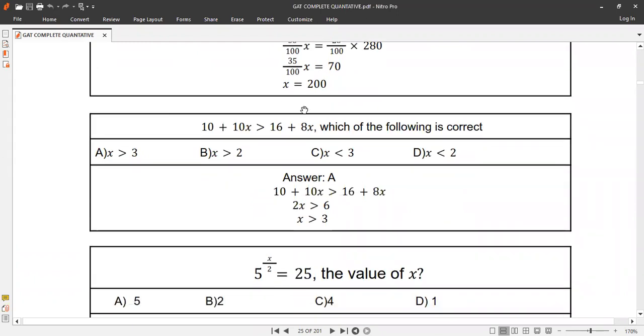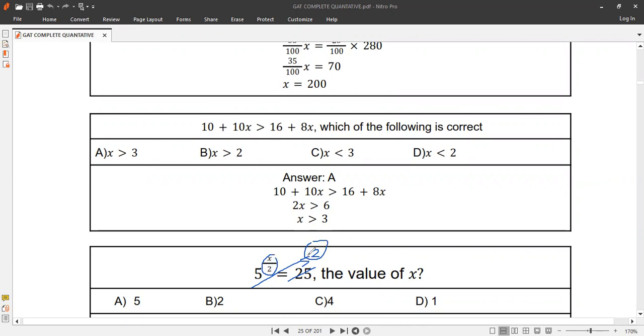Now, the question of the exponents. Always, my friends, my dear students, when you deal with exponents, you need to have the same base. 25, we can write it as 5 over 2. So we will have the same base. So x over 2 equals 2. This means x equals 4.